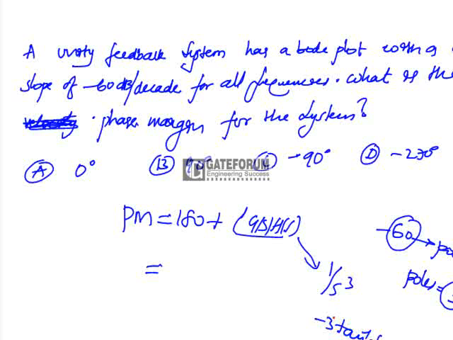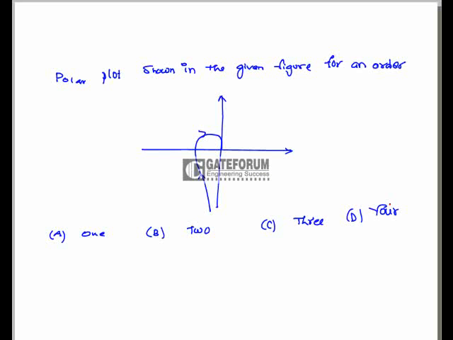Now what is the phase margin here? At gain crossover frequency we have phase margin, so this is minus 270 plus 180, or you can say that 180 minus 270. Minus 90 degrees is the answer. That is option C.